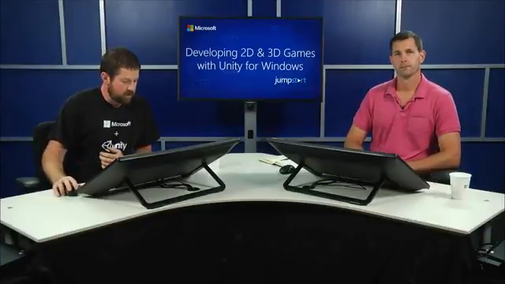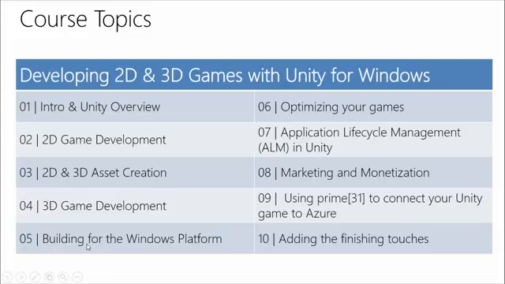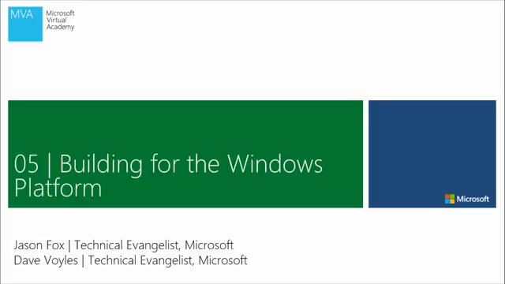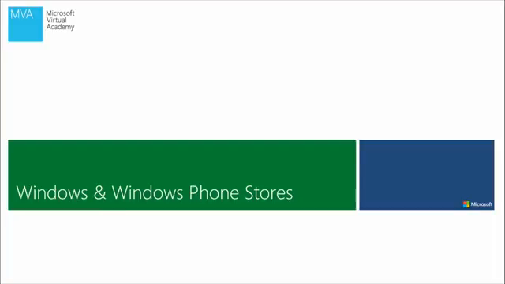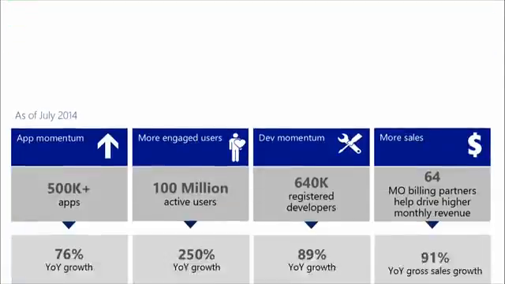So we are in Module 5, building for the Windows platform, using Unity to target Windows Store and Windows Phone. So what we're going to talk about is we're going to cover the stores. There are two separate stores right now, Windows and Windows Phone. And we're going to talk about exporting your game to each one of these platforms. And then we're going to talk a little bit more about the hardware, what's involved, what kind of hardware you can target. And then we'll talk a little bit about platform-specific features at the end and how to make use of those. So let's delve into the stores.